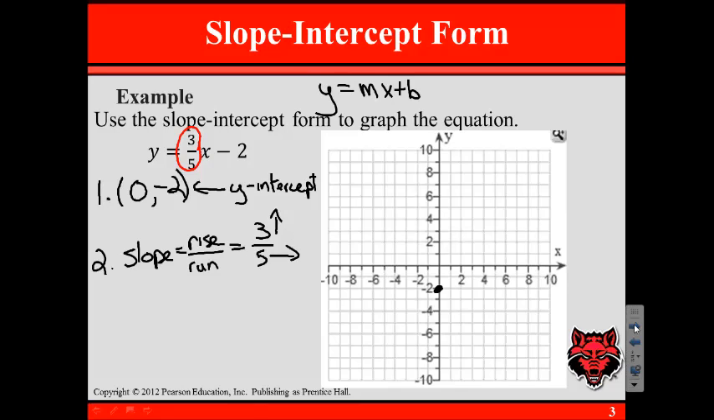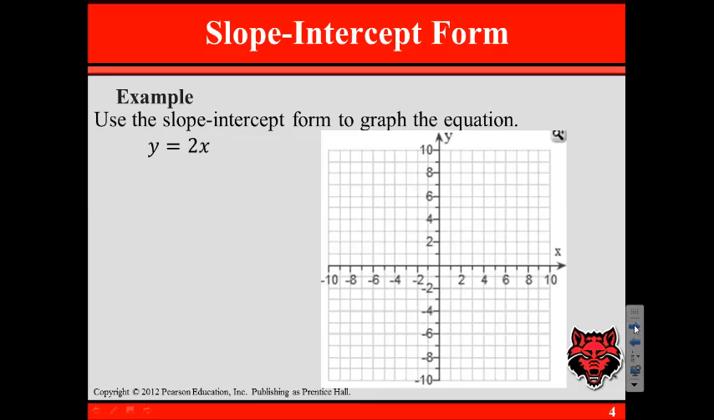This is the only instance in graphing where we will not start at the origin. We will start at the y-intercept. So starting at 0, -2, we move 3 units up, 1, 2, 3. We will then move 5 units to the right, 1, 2, 3, 4, 5, and place a point. Once we place our point, we connect the 2 points, put arrows at each end, and now we have the line that represents the equation, y equals 3/5 x minus 2. And we did all of this work without making an xy table and filling in missing coordinates.